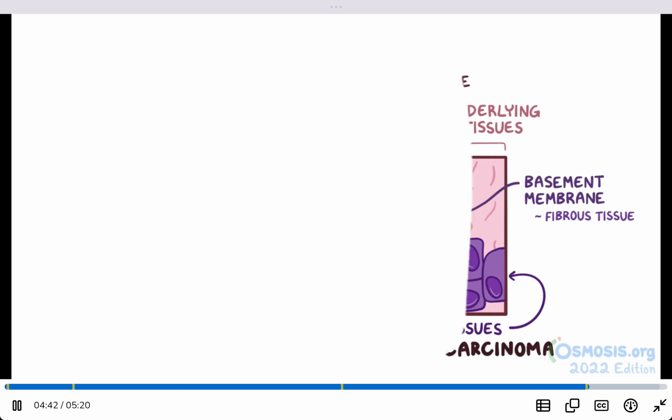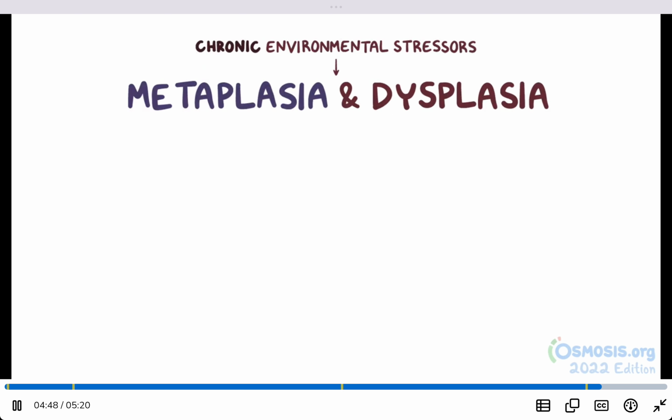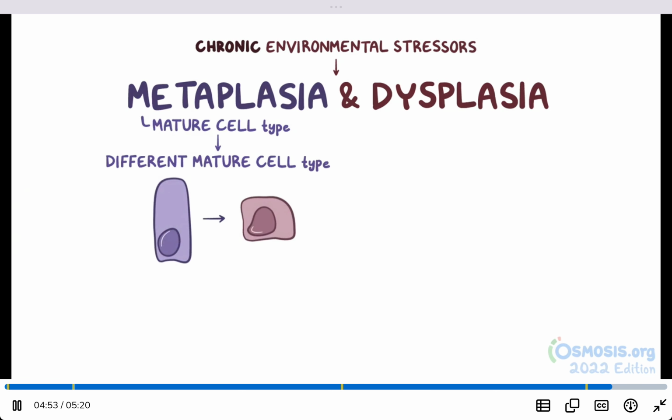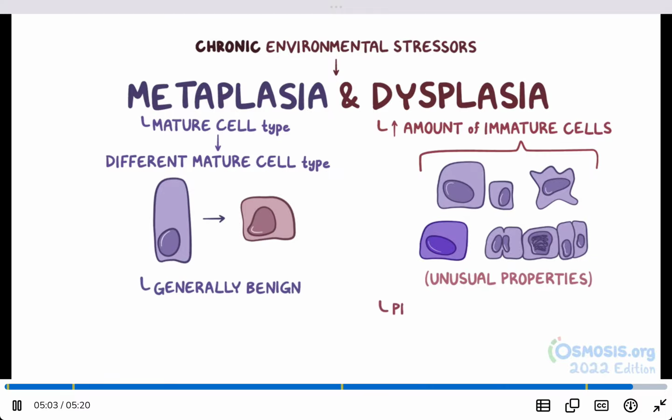Alright, as a quick recap. Metaplasia and dysplasia typically result from chronic environmental stressors. Metaplasia is the replacement of one mature type of cells by another mature type of cells, while dysplasia is an increased amount of immature cell types which may sometimes show unusual properties as well. Metaplasia is generally benign, while dysplasia is considered a precancerous state that can develop into carcinoma.